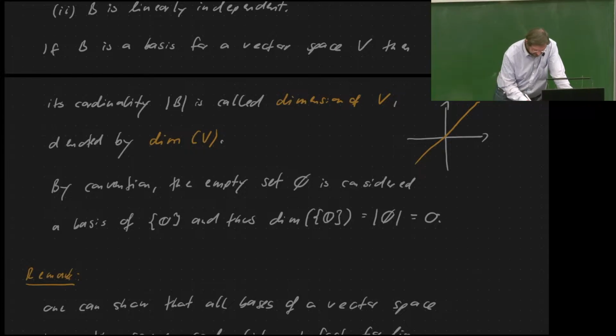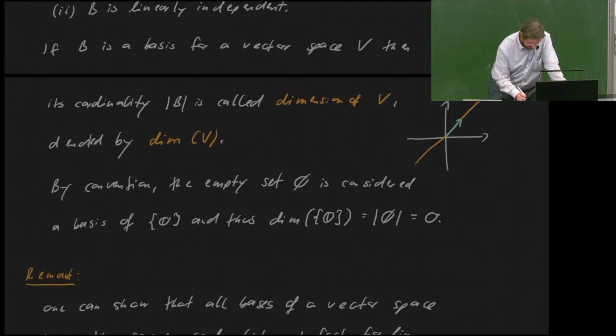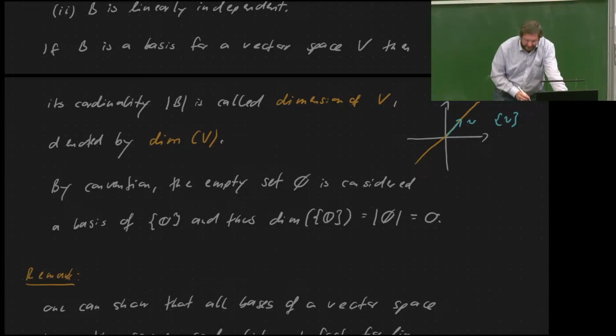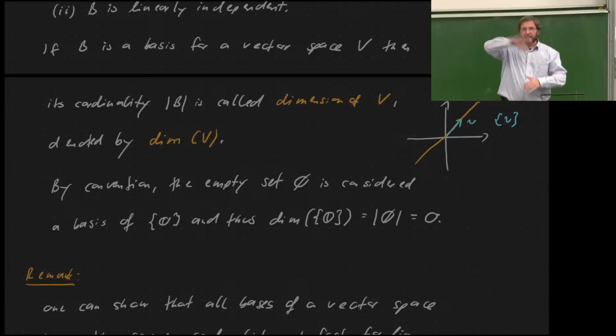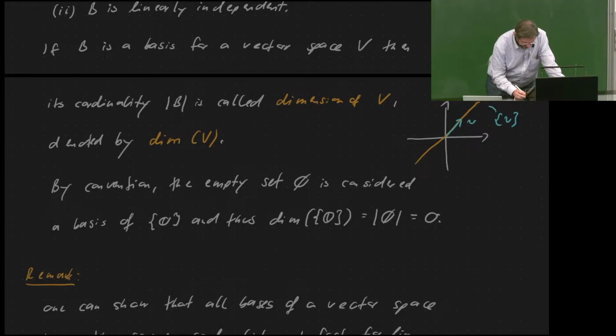So for example, let's take this, right? So that is the vector v. Then the span of v will be my orange line. We've discussed that already. And of course, that set is also linearly independent. So this is the basis for the orange space.